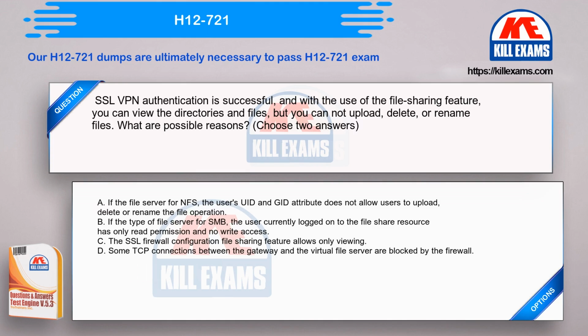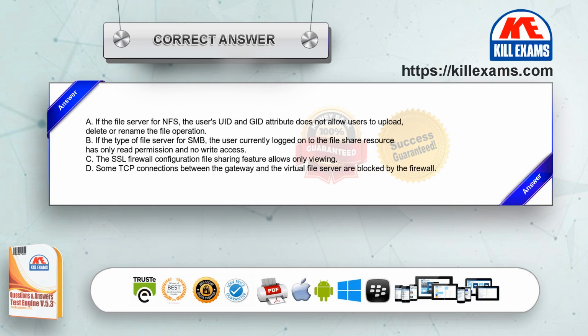Option B. If the type of file server is SMB, the user currently logged on to the file share resource has only read permission and no write access. Option C. The SSL firewall configuration of the file sharing feature allows only viewing. Option D. Some TCP connections between the gateway and the virtual file server are blocked by the firewall. The correct answer is option A, B.